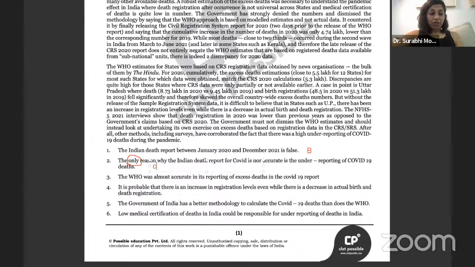While it is given as one of the reasons, we do not know whether it's the only reason or other reasons are also applicable here. Right? So that means words like only, all, none can impact your answers a lot, change them from true or false to cannot be determined. What about the third answer? The WHO was almost accurate in its reporting of excess deaths in the COVID-19 report.